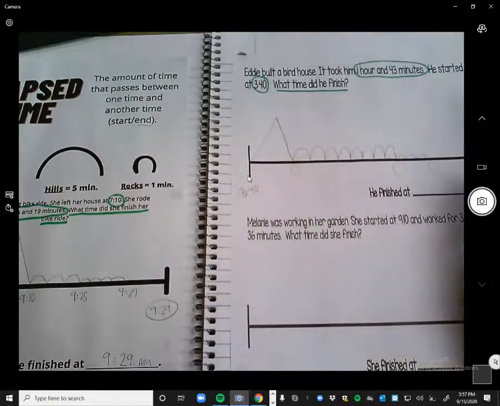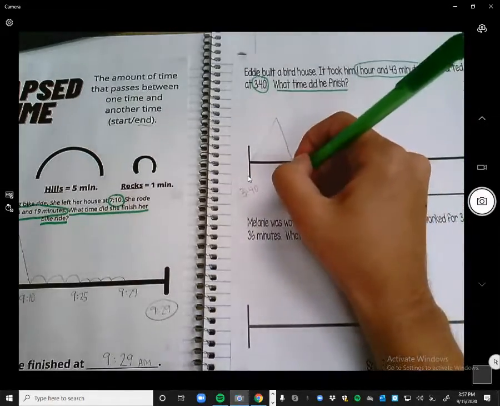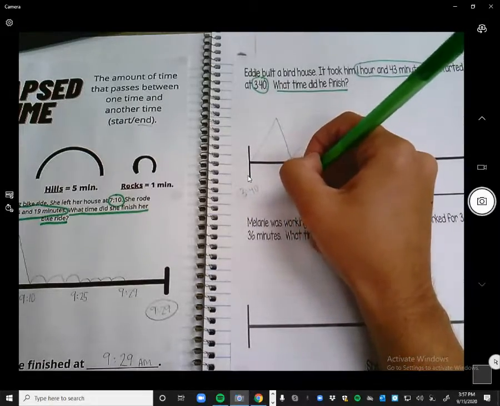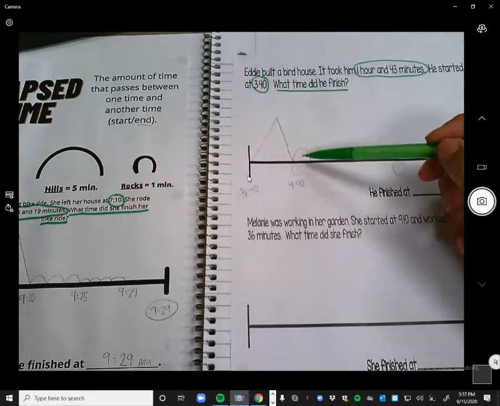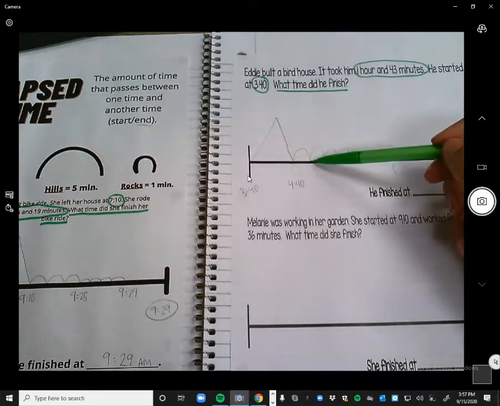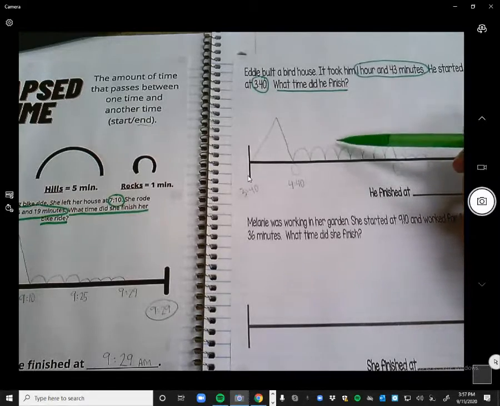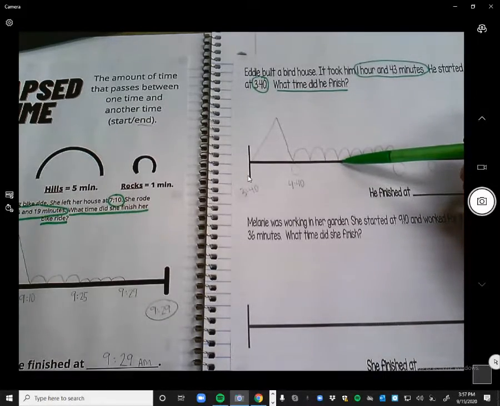So at the end of our mountains, at the end of our hours, we know now it's 4:40. So now I'm going to count on by my 5s. So 4:40, 4:45, 4:50, 4:55. Uh-oh, what comes next? So I was at 4:55, and now I start a new hour, right? Instead of saying 60, it goes to 00. So 4:55, the next one is 5 o'clock.